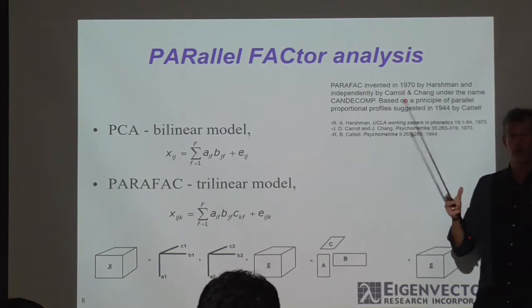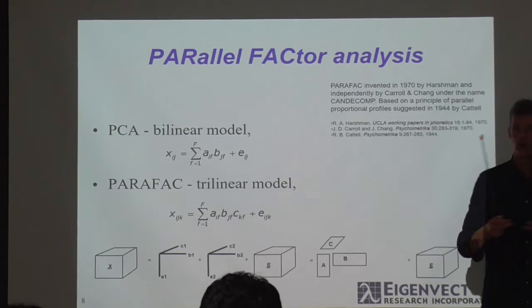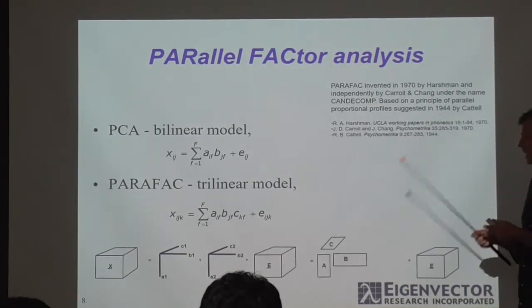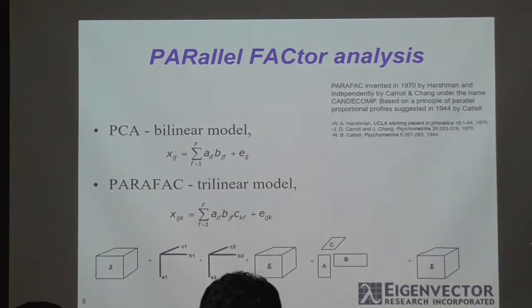If I have a four-way array, I just add another set of loadings, or five-way, or nine-way, or 200-way. It's not difficult. The difficult part is going from PCA to three-way Parafac.